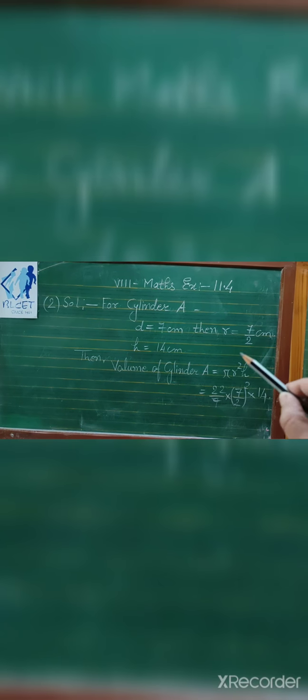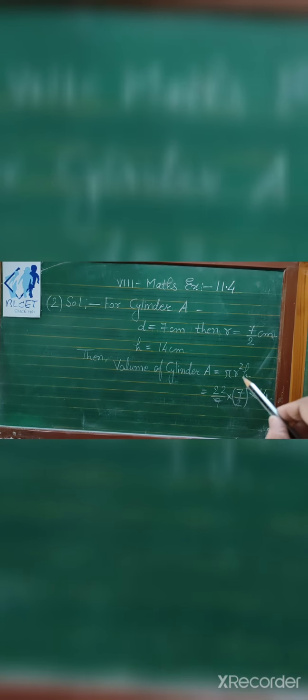Now see here, for cylinder A, diameter is 7 centimeter, then radius will be just a half. So r equals 7 by 2 centimeter, height is 14 centimeter, then volume of cylinder A is equal to pi r square h, 22 by 7, 7 by 2 in place of r, 7 by 2 whole square because the square is there, into 14. So 22 by 7, 7 by 2 you write 2 times, and then 14. 2 7s are 14, 7 cancels by 7, and 2 1s are 2, 2 1s are 2. So the left value is 11 into 7 into 7. So 539 cubic centimeter is the volume of cylinder A.